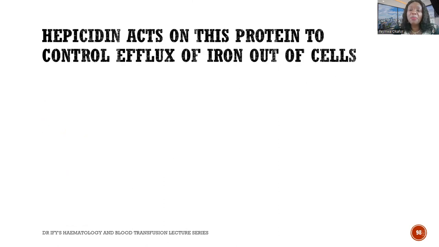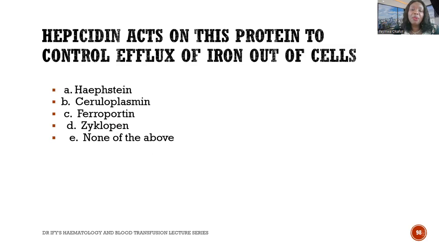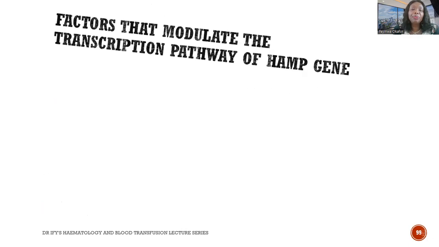Hepcidin acts on this protein to control efflux of iron out of cells: hepcidin, cellular plasmin, ferroportin, cyclopen, none of the above. Answer C, ferroportin. Hepcidin acts on ferroportin to control the flow of iron in and out of cells.